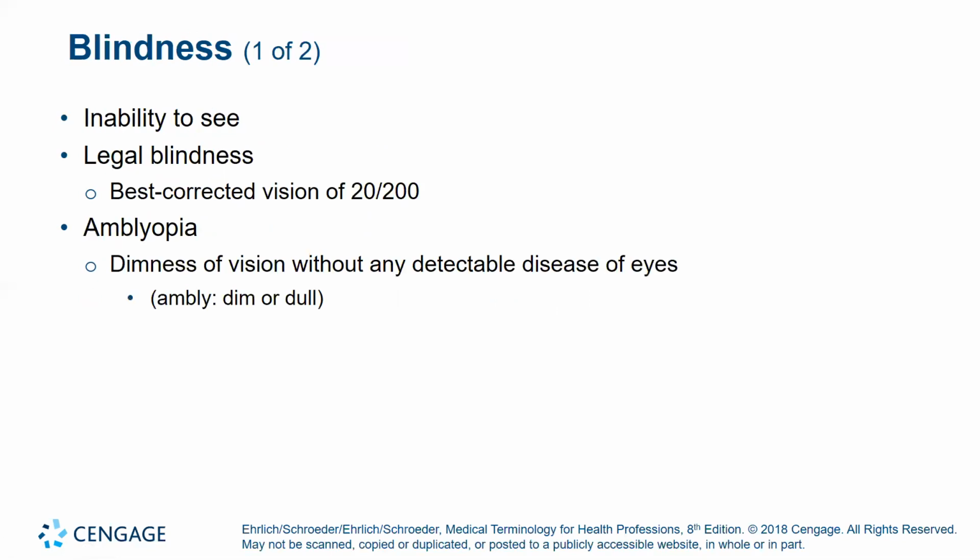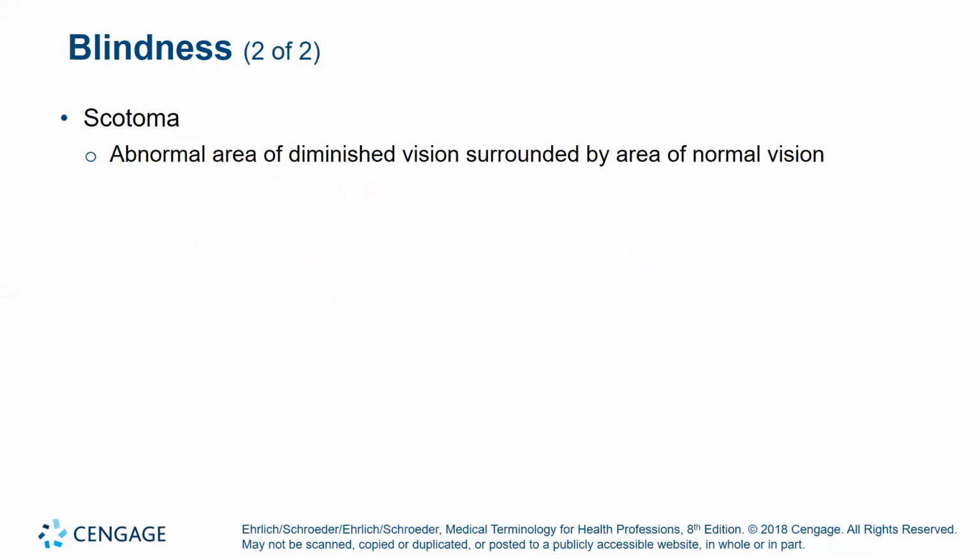Blindness, which just means the inability to see. We have legal blindness, best corrected vision of 20/200. Amblyopia, dimness of vision without any detectable disease of the eyes. Ambly is dim or dull. And then we have scotoma, abnormal area of diminished vision surrounded by area of normal vision is what that means.